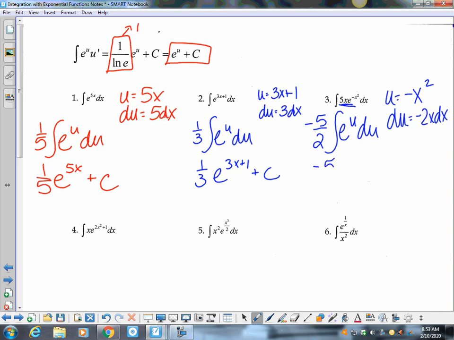So negative 5 over 2, e to the u, plus c. But I want you to keep in the back of your mind that technically this is over the ln of e, which just happens to be 1. So you don't get out of the habit when it's not an e.